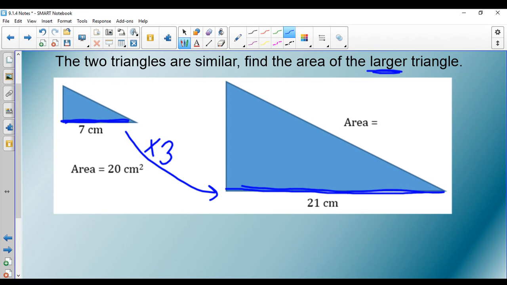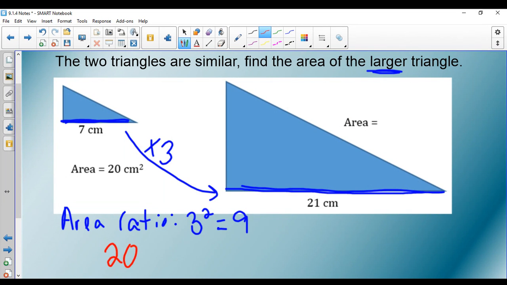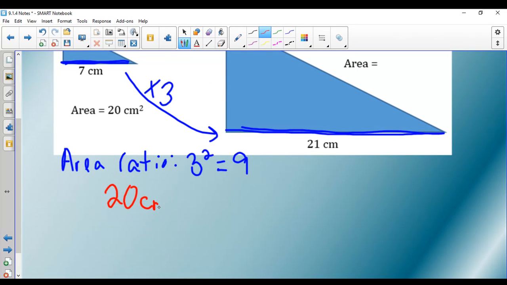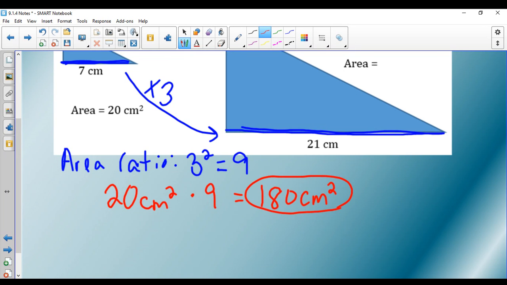So then what we're going to do is work out our area ratio. Remember we said the ratio is always squared, so we're just going to take our side ratio, 3, and square it. So our area ratio is 9. So the areas are 9 times larger in the second figure than in the first figure. If our smaller figure has an area of 20 centimeters squared, then we just multiply by the ratio, which is 9 times bigger for the area, and that gives us the area of the new shape, 180 centimeters squared. Okay, and that's all that is.